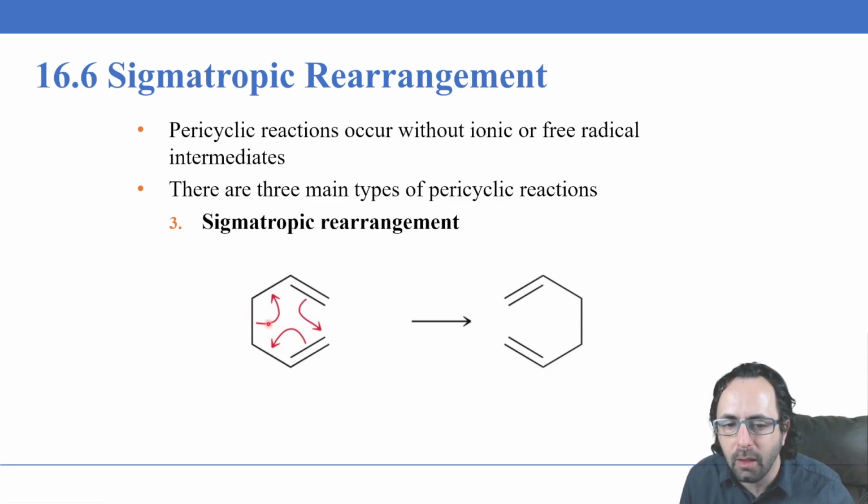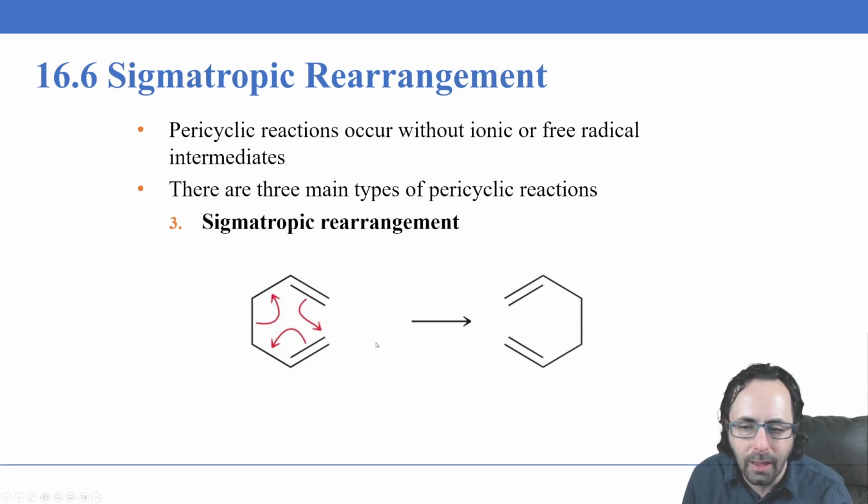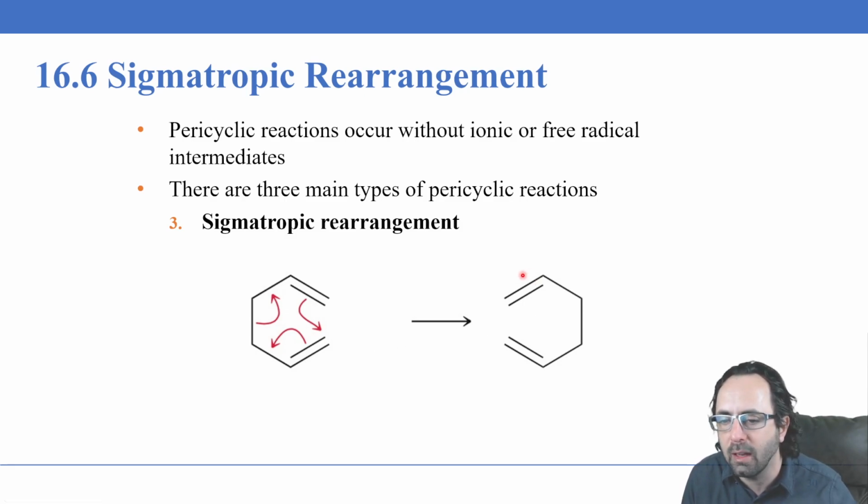So here, the electrons in this sigma bond go into a pi bond here between these two carbon atoms. The electrons in this sigma bond go into a pi bond between these two carbon atoms. And finally, the electrons from this pi bond go into making the sigma bond here. And so here, we have not lost or gained any pi bonds. The pi bonds are just in a different location on the molecule.